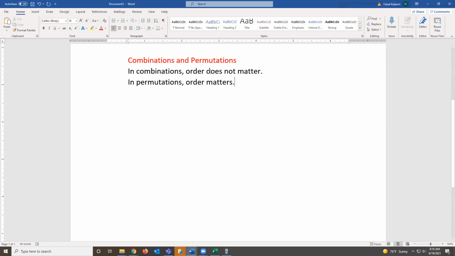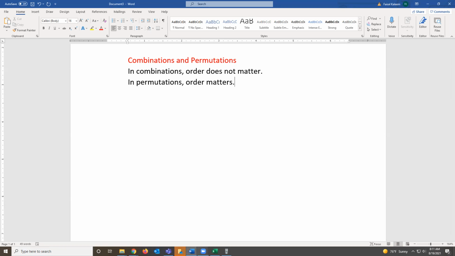But if I say that out of the 10 people, the 3 I select, the first selected will be president, the second selected will be treasurer, and the third selected will be an ordinary member. Now, the order of selection matters, and therefore this will be a permutation problem.